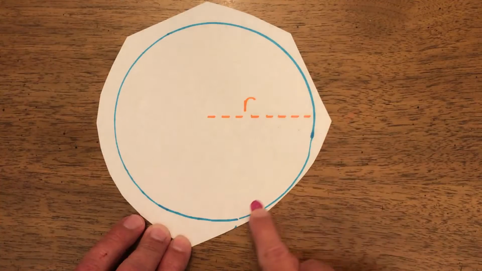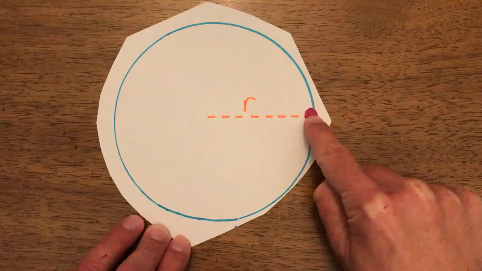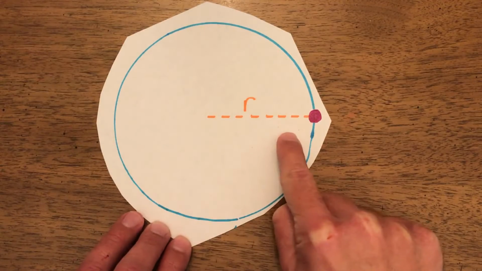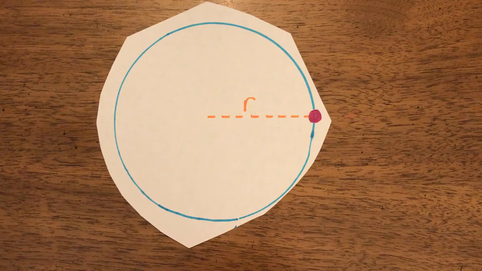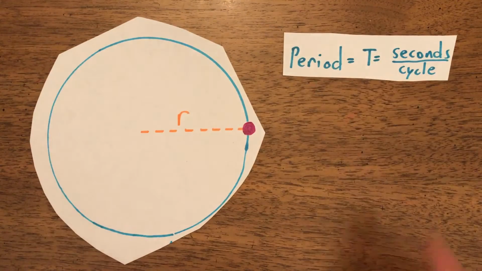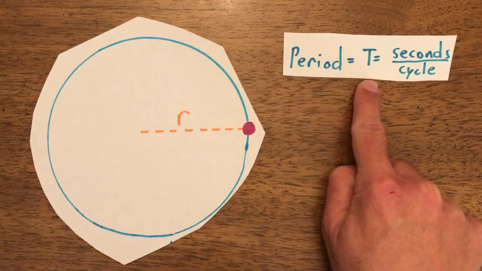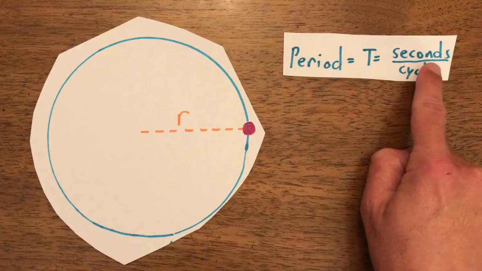So what are some of the things, if we were going to study this, that we would be interested in? Well, one of them clearly is the radius. So we'd want to know how big the radius is. And another thing we might want to know is how long it took to go around once. That time to go around once is called the period. The symbol for that is a capital T, and it's measured in seconds.